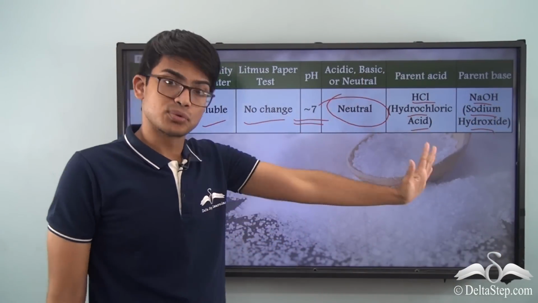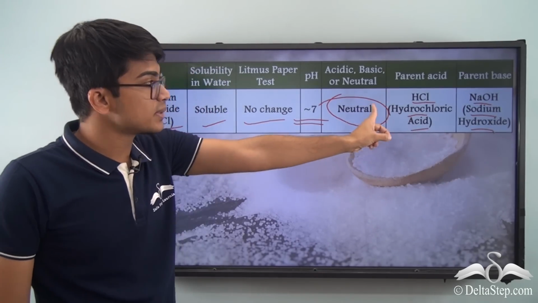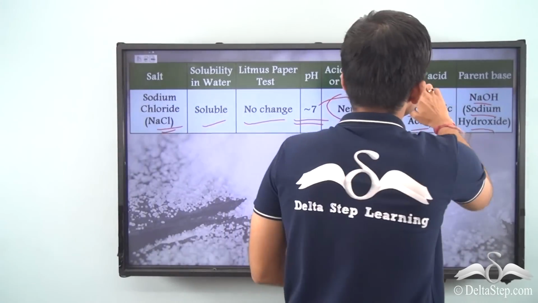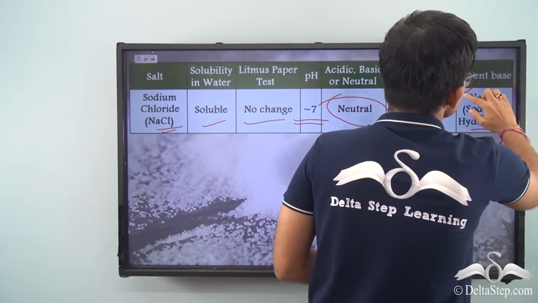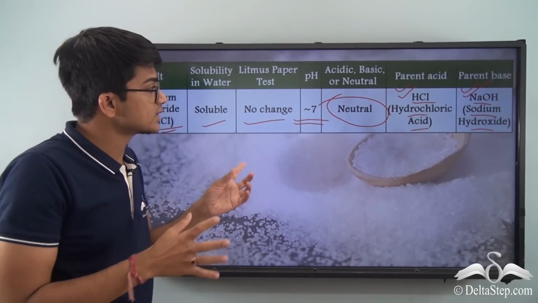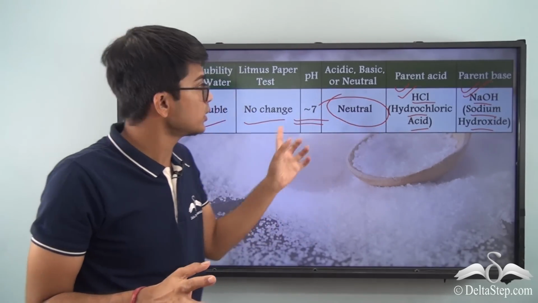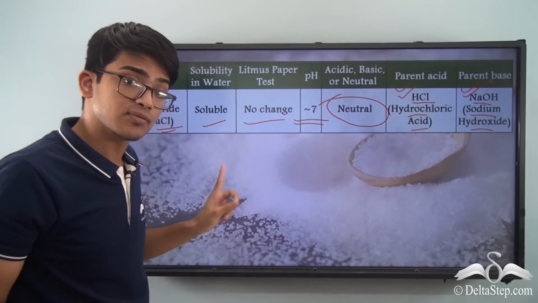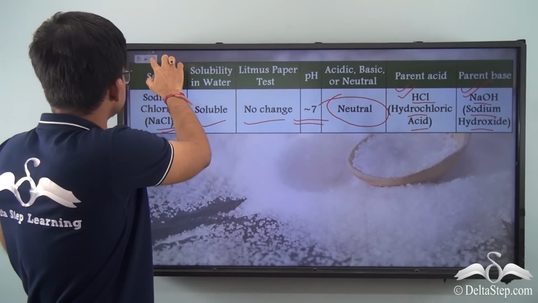Now why is it neutral? It is neutral because both the acid and base in this case are strong. HCl is a strong acid, NaOH is a strong base. When they come together, they give us a neutral compound. The salt solution will actually be neutral. This is the first thing. Let's go to the next one.